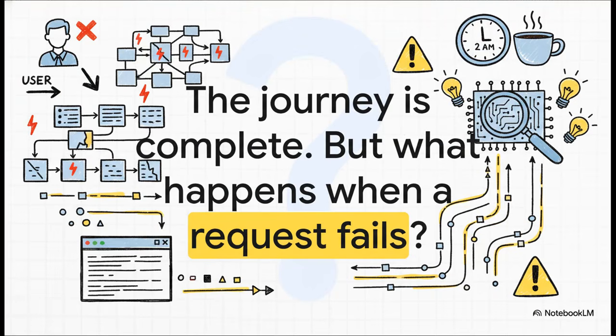And this is the final and maybe the most practical stop on our journey. A user gets an error message. Their request died somewhere deep inside our complex web of services. It's 2 o'clock in the morning, an alarm goes off. How on earth does an engineer figure out what just happened? This is the world of debugging and observability.